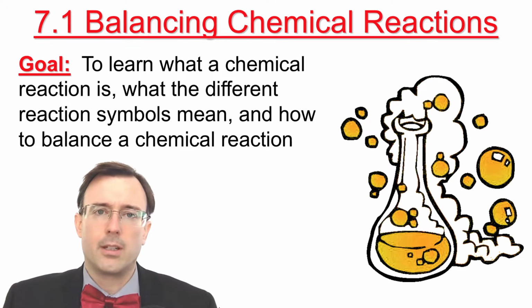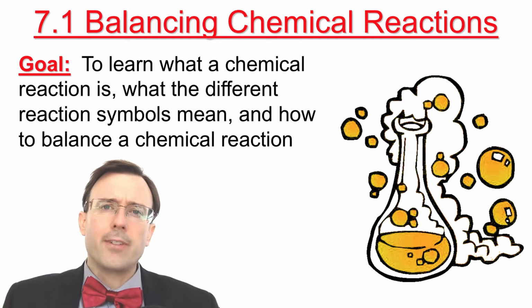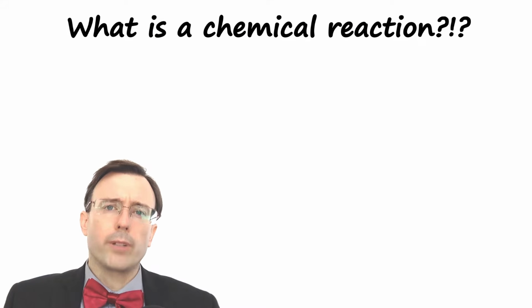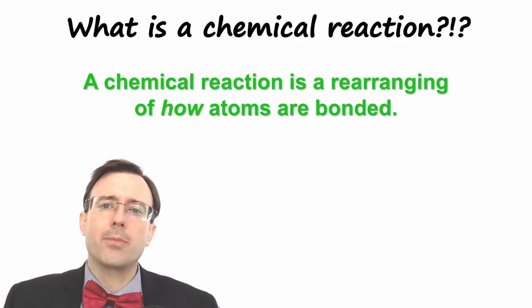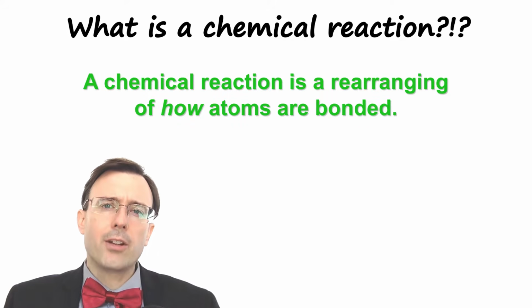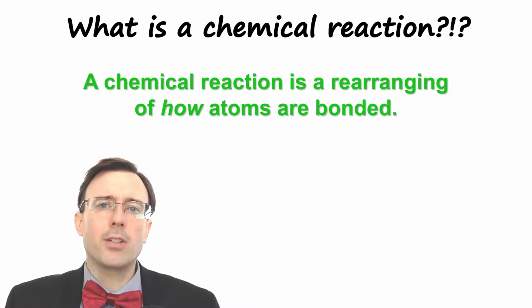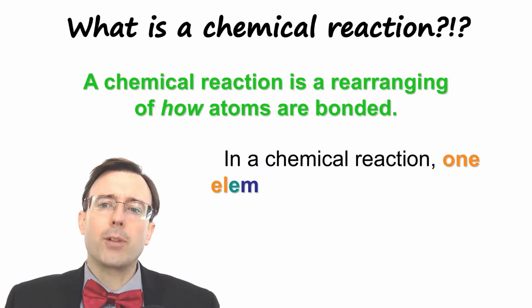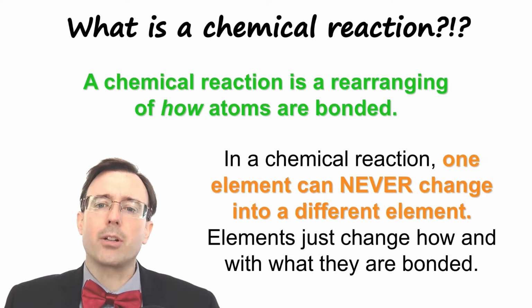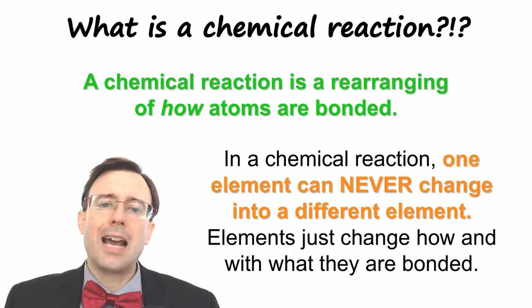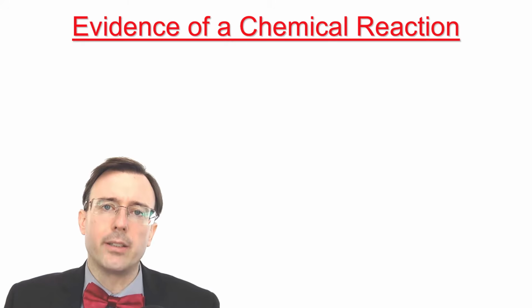All right, let's just start off and answer the question, what is a chemical reaction? A chemical reaction is a rearranging of how atoms are bonded. And so in a chemical reaction, some bonds might be broken, some bonds might be formed, some bonds might change somehow, but the atoms themselves never change. In a chemical reaction, one element can never change into a different element. Atoms aren't destroyed, atoms aren't created. Simply, the elements are going to change how and with what they are bonded.